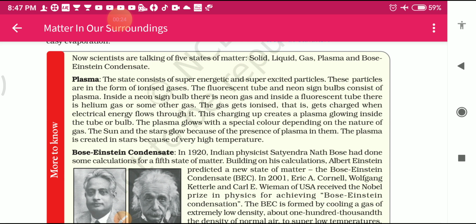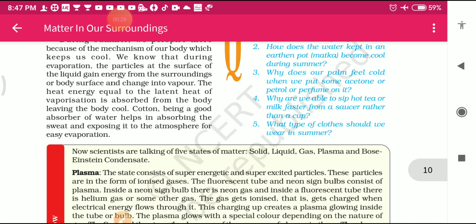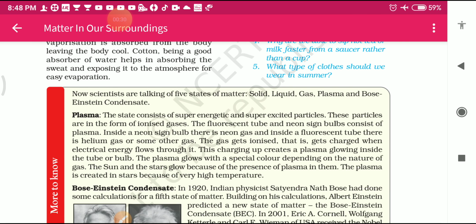In this video I will explain this topic, more to know. Here we will talk about two more states of matter. Students, according to us, states of matter are divided into solid, liquid, and gas.